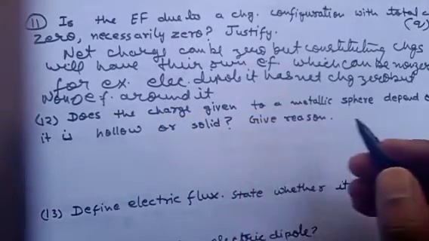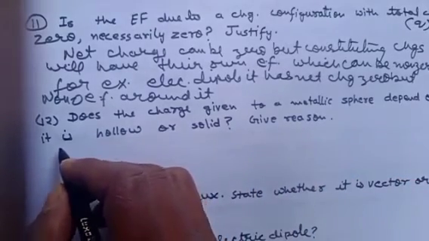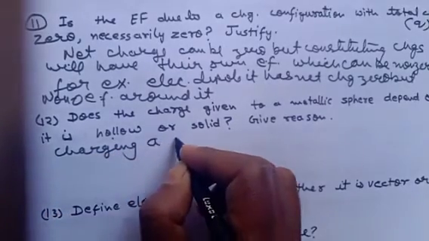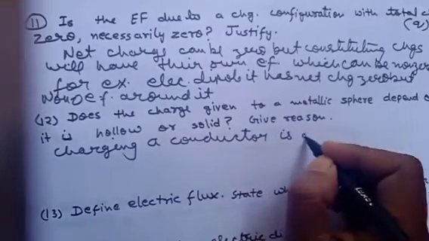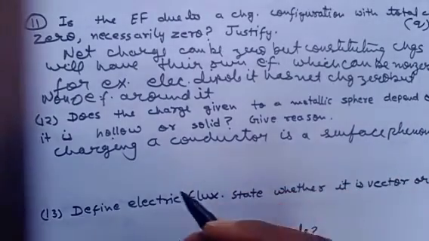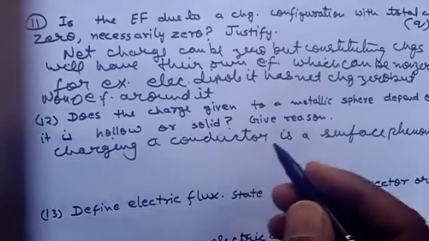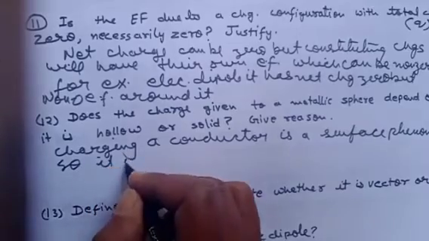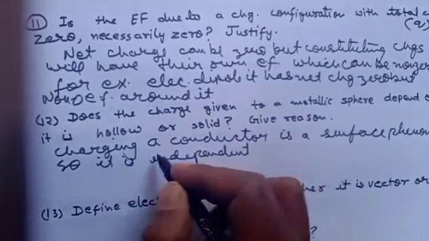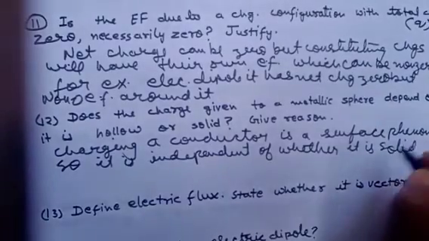Next, does the charge given to a metallic sphere depend on whether it is hollow or solid? Give reason. Actually, charging a conductor is a surface phenomenon. It depends upon the surface. If we charge a conductor, then that charge appears at its surface. Previously, we discussed that there can never be electric field inside the conductor. So that is why charge only resides on the surface of a conductor. So charging a conductor is a surface phenomenon. So it is independent of whether it is solid or hollow.